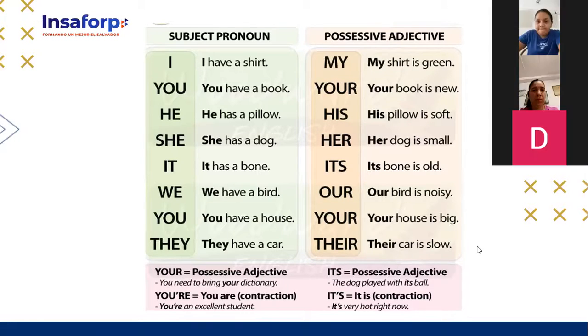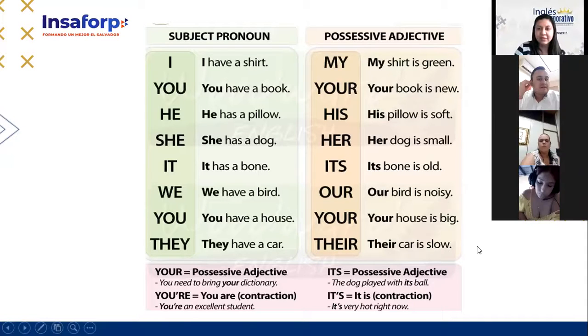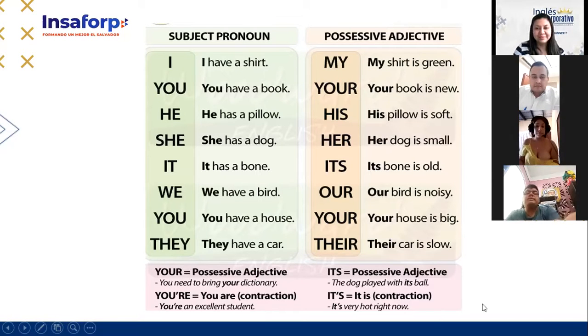How many, teacher? Un ejemplo por cada uno, justo así como aquí. Solo le va a cambiar, ¿verdad? En vez de I have a shirt, usted puede poner I have a new cell phone. You have a bicycle. He has a cat. She has a computer, etc. Okay. Very nice.